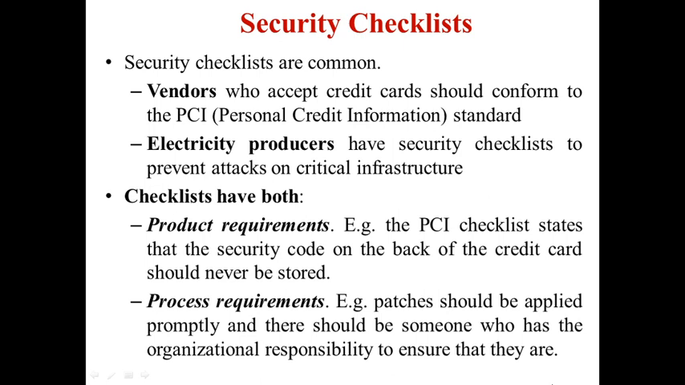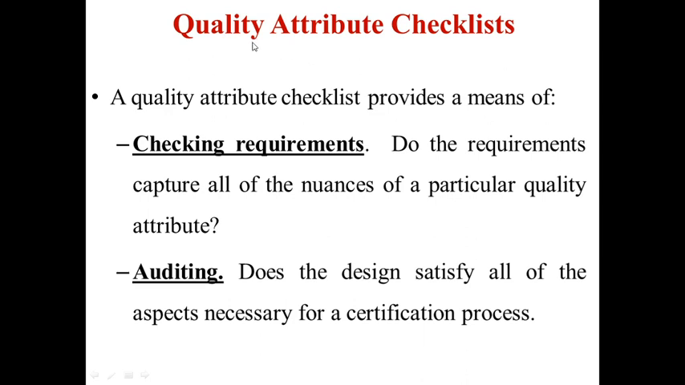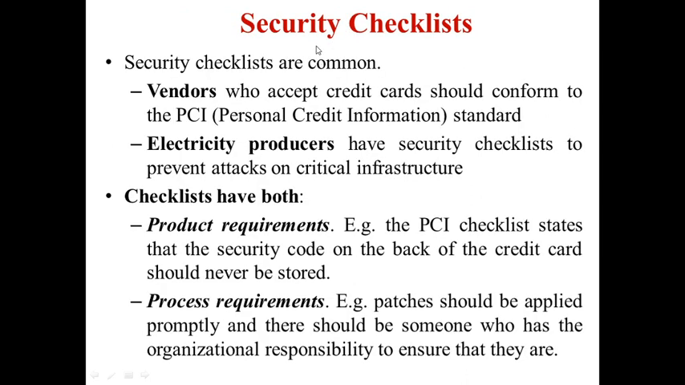Okay. Next, the security checklists are common. Previously, we studied the quality attribute checklist. Here, we are studying the security checklist. What is this security checklist? First, vendors are going to use it. Vendors have to check whether it accepts credit cards, whether it has to conform with the personal credit information standard. Next, it has to verify electricity producers, which provide the security list, which protects critical infrastructure. Whether this product can be used in a particular setting, everything has to be verified.